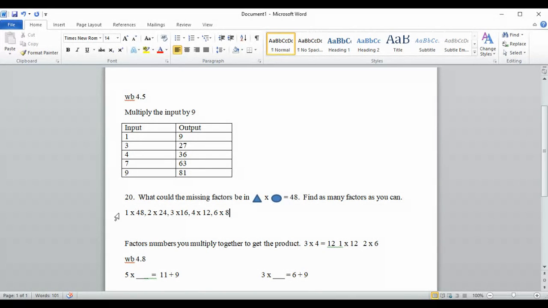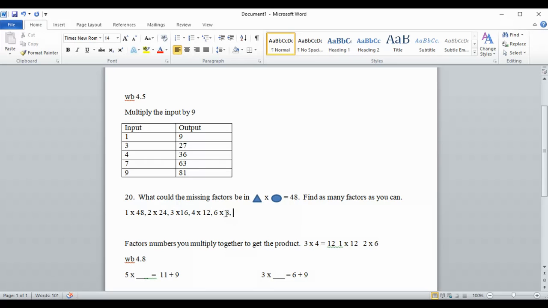So far we have 1 and 48, 2 and 24, 3 and 16, 4 and 12, and 6 and 8. Those are all factors of 48. Can we multiply 7 times anything and get 48? Well, 7 times 6 is 42, and 7 times 7 is 49. So we can't multiply 7 times anything.